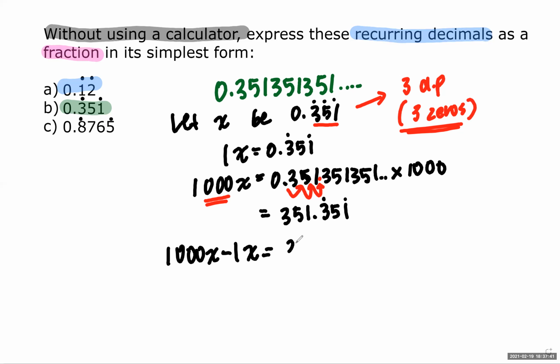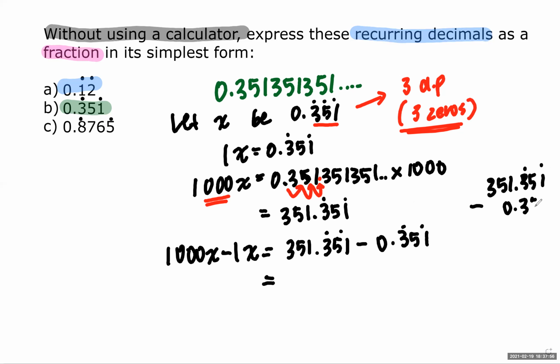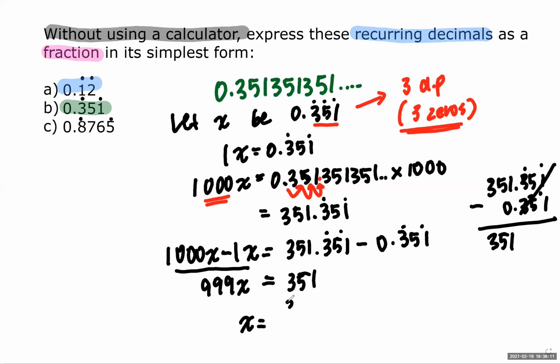It will give me 351.351 minus away 0.351. The recurring decimal will all be gone, and I'm only left with a value of 351. So I need to solve this. This will actually give me a value of 999x. So if I want to get x, it's actually 351 divided by 999.